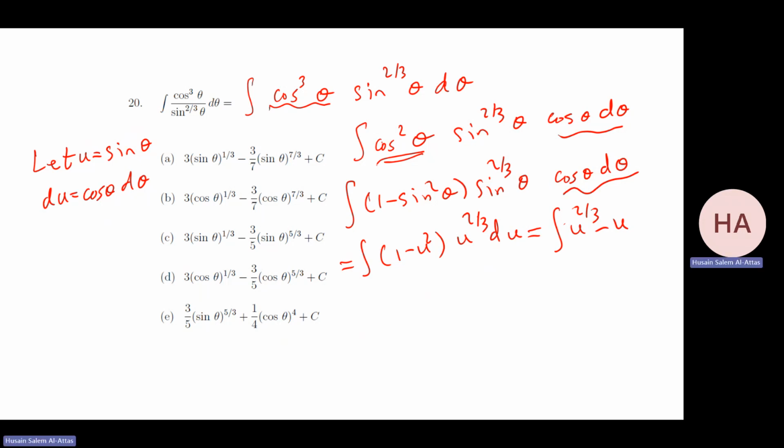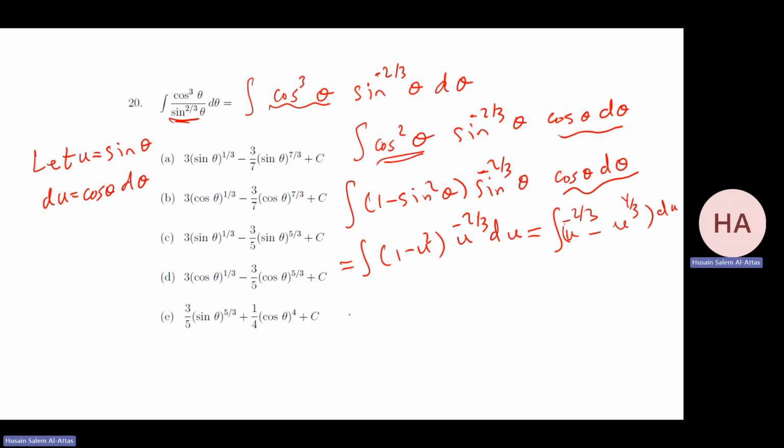Sine squared is 1 minus cosine squared. This is minus, sorry, this is minus 2 over 3. So this is minus 2 over 3, minus 2 over 3, and this is minus 2 over 3. That will be u to the power minus 2 over 3 minus u to the power 6 over 3 minus 2 over 3, that is u to the power 4 over 3. This is the denominator, so it will be sine to the minus 2 over 3, not sine to the 2 over 3.